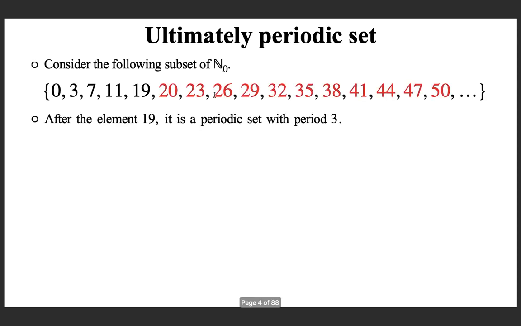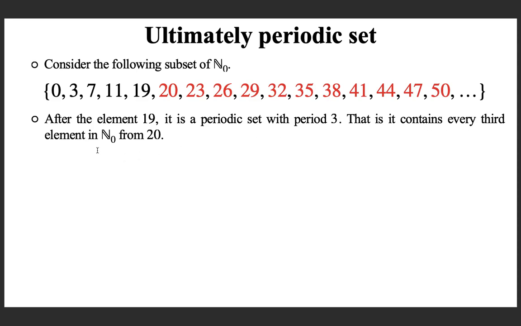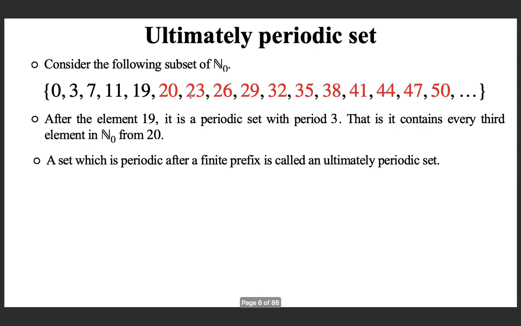If you look at this set, you can see that after the element 19, it is a periodic set with period 3. That is, it contains every third element in the set of natural numbers from 20. 20 is there, then after that every third element is there: 23, 26, 29. So you can see that after this, it is a periodic set with period 3, and that is why it is called ultimately periodic. Not initially, but ultimately it is a periodic set.